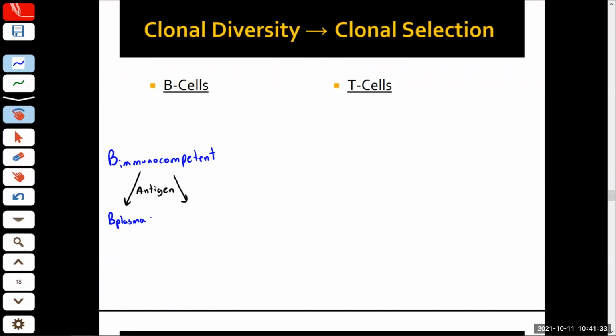Anybody remember what the B plasma cell does? That's the one that makes your antibodies. That makes your IgG, IgA, IgM, IgE. Okay. The other one it can become is your B memory. Okay, so let me say B plasma makes antibodies or immunoglobulins.